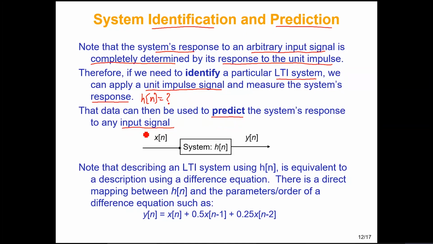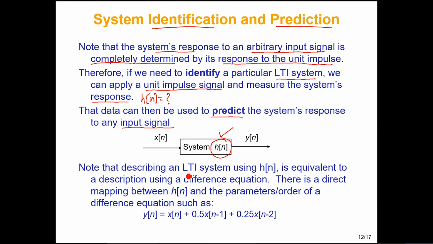This is what we have shown in the last few slides in this lecture, that if you want to find out how the system is going to behave for any given input, you need to find out its impulse response. You need to find out its h of n. Once you have found h of n, that can be used to find out the system output for any given input signal. So this h of n completely describes or defines your system.